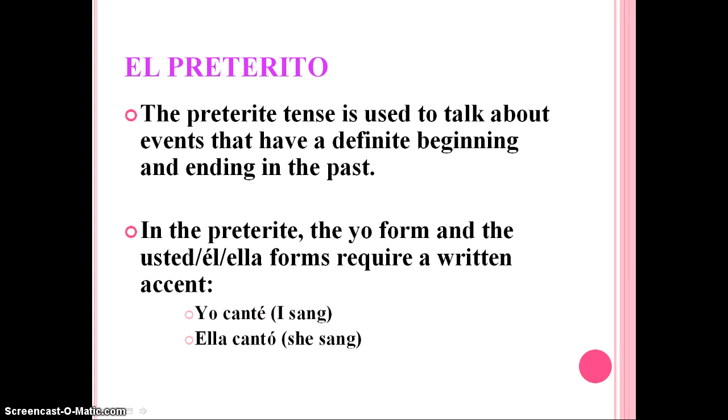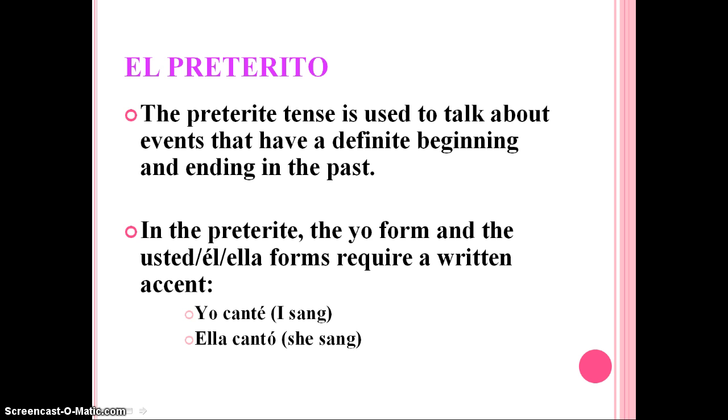In Chapter 1, we are going to take a look at the past tenses, the preterite and the imperfect. Today we're going to review all of the preterite and the regular and irregular forms. So the basic use of the preterite is for talking about things or events that took place in the past but that have a clear beginning and ending to them.